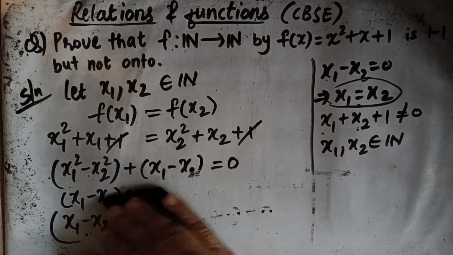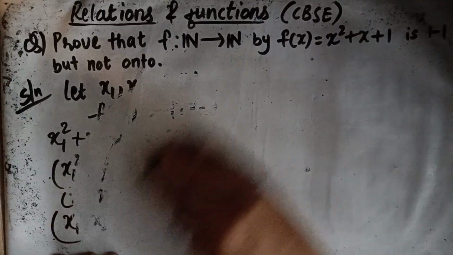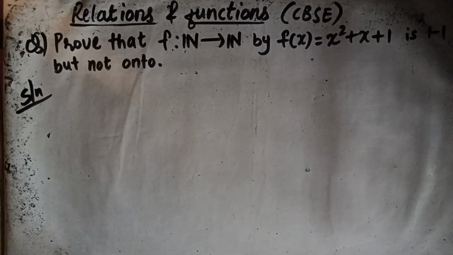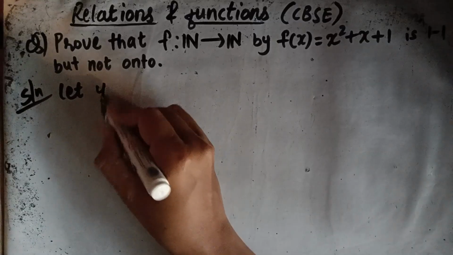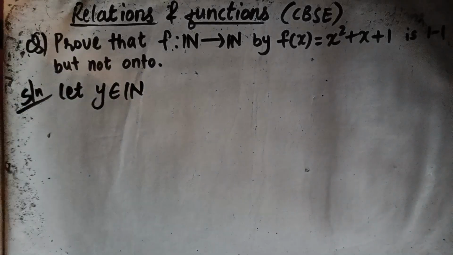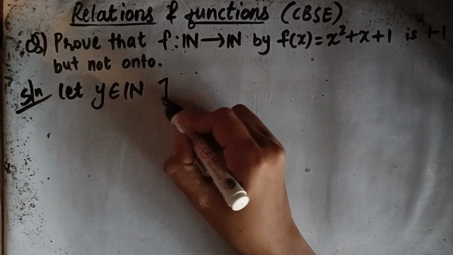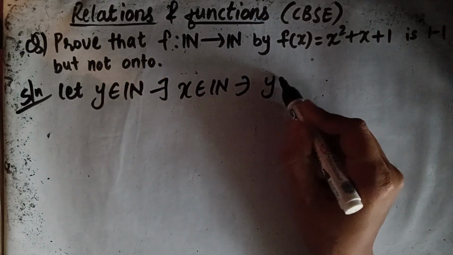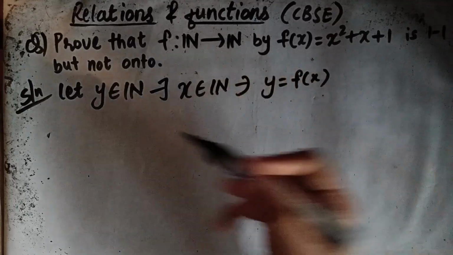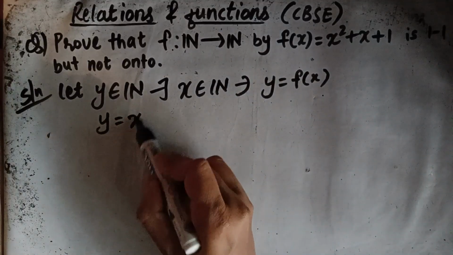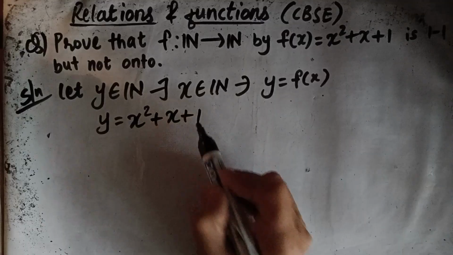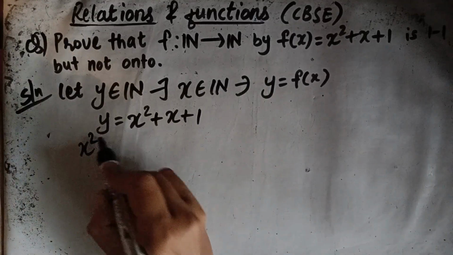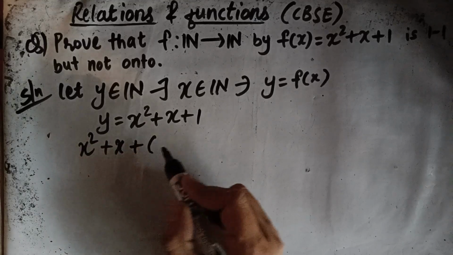We have to prove that it is not onto. So you have to take some element y from the range set, the codomain, such that there exists x belonging to N such that y is equal to f of x. So y is equal to x square plus x plus 1. So we have to find x now. You can take this y this side, so you'll get one quadratic equation.